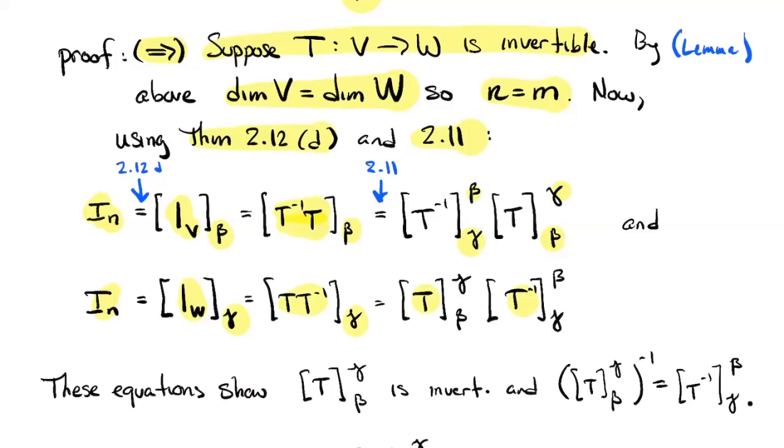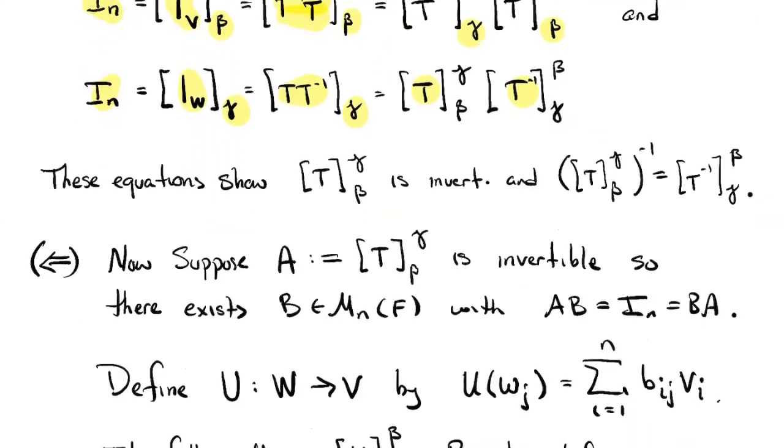Okay? So what do those two equations tell me? It tells me if I look at these two matrices, T inverse in gamma beta and T in beta gamma, their products in either order are the identity matrix. So that precisely shows that this matrix is invertible. And by uniqueness of inverses, its inverse is the matrix that we're multiplying by there. Okay, so that's half our theorem. Pause the video and digest it. I'm just going to plow on here.